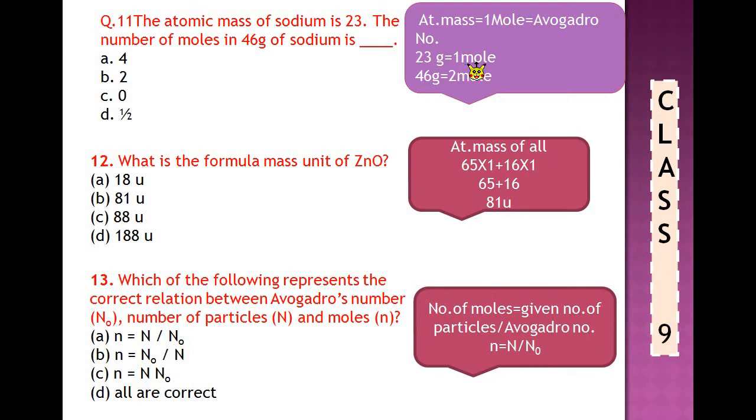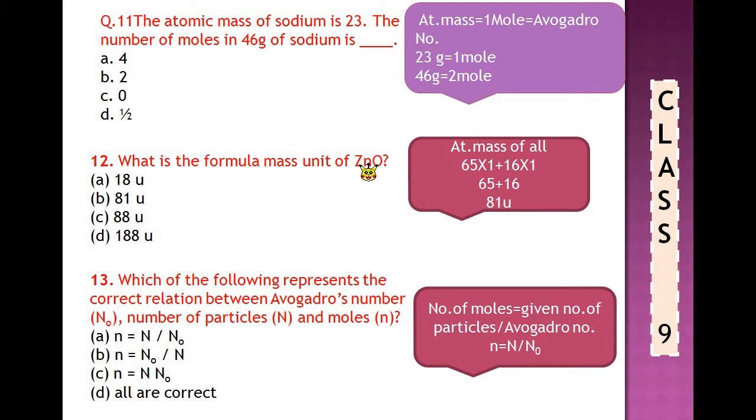We have written it equals 1 mole, and that equals Avogadro's number. So 23 is just half of 46. You can see from here, if 23 is 1 mole, it means 46 grams is equal to 2 moles. It means the answer B is the correct answer, that is 2. So this is the answer. Now let's see question number 12.